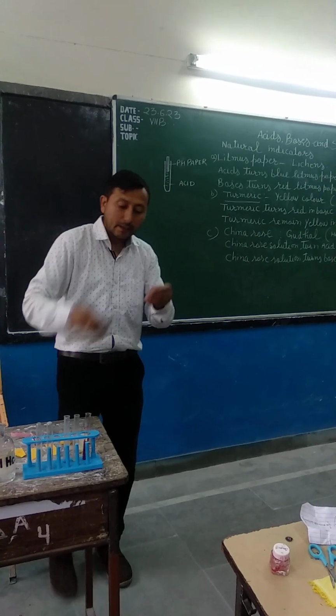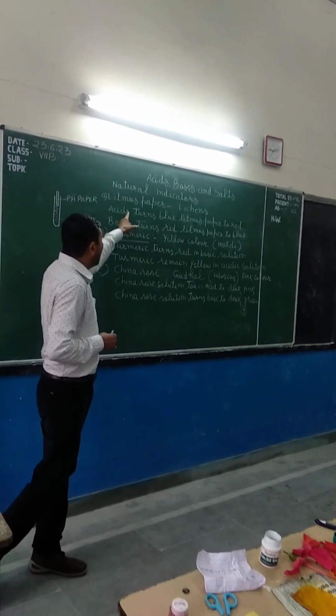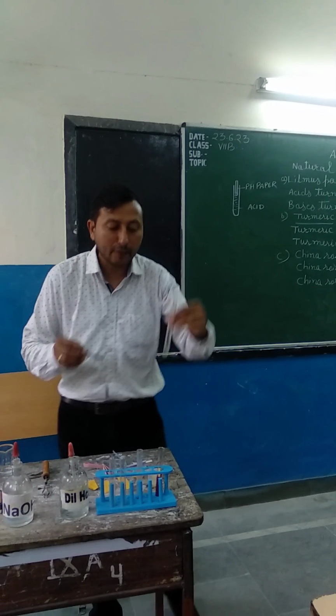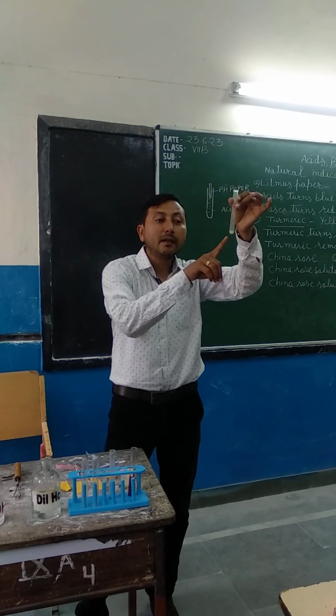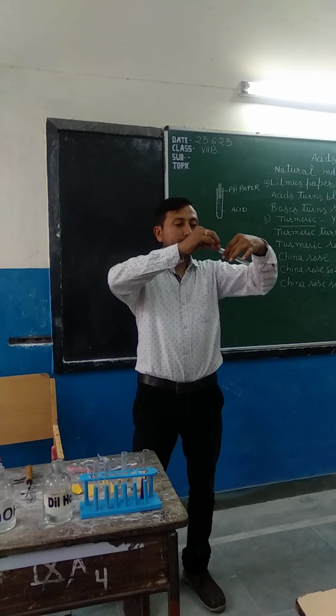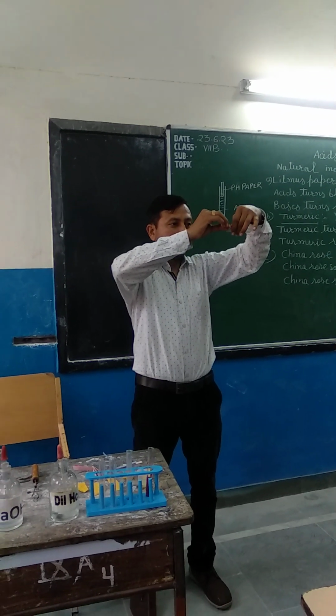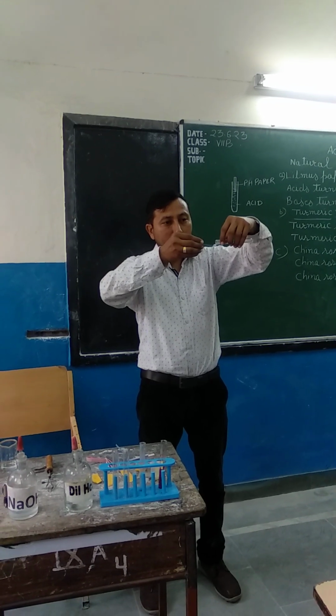Generally, as I have written here on the board, acid turns blue litmus paper into red. So we will check whether this acid converts blue litmus paper into red. I have this acidic solution, lemon juice. I am just checking whether it is changing or not. I am adding it slowly.